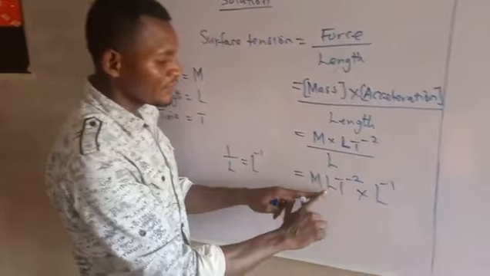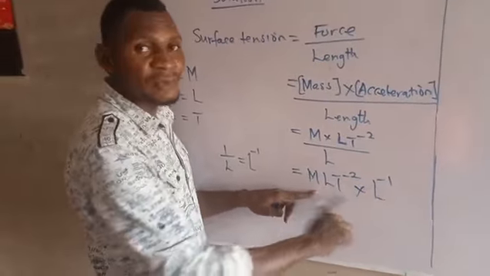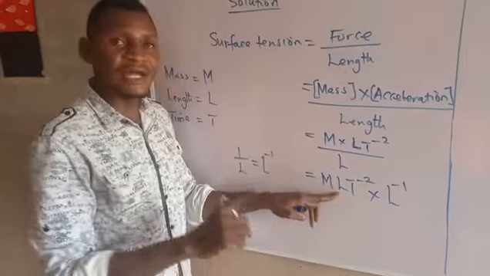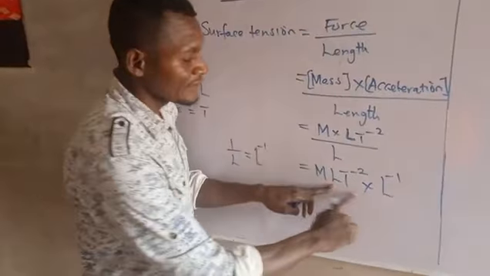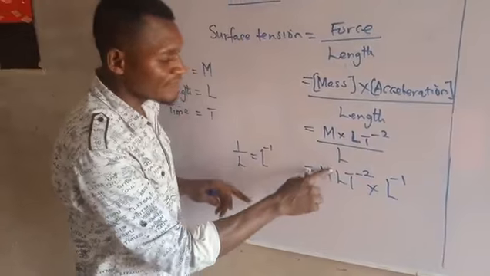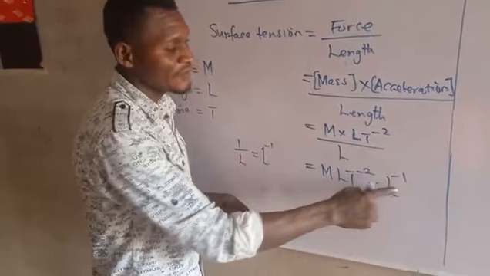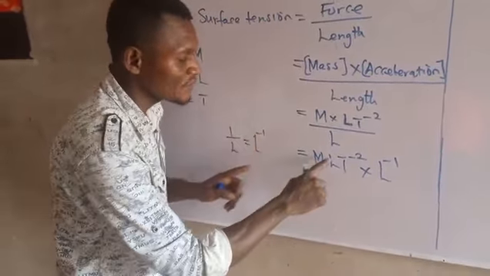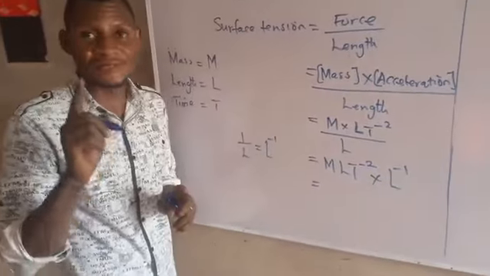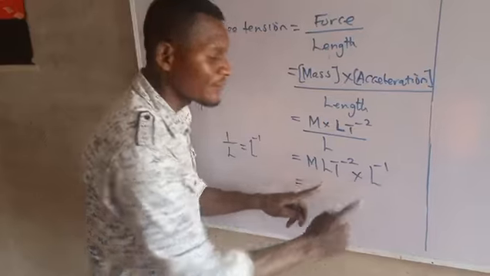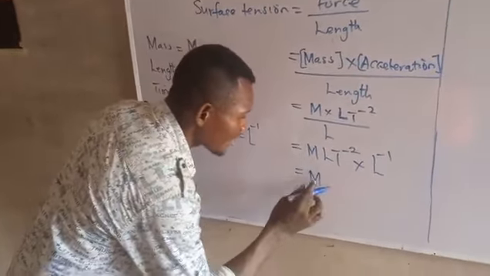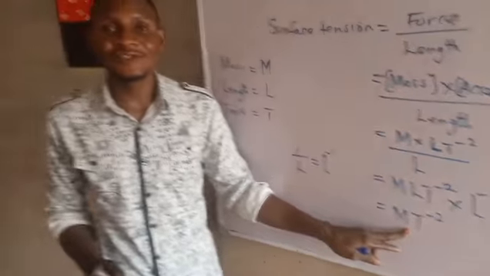So you know that this L and this L are multiplying each other. And based on laws of indices, when you have the same base multiplying itself, you add the indices. Here this L is raised to power 1, and this one is raised to power minus 1. So we combine them by adding the indices, which is 1 plus minus 1, and that will give us 0. It means that this L becomes 1. Then the formula becomes M times T raised to power minus 2. And this is the dimension of surface tension.